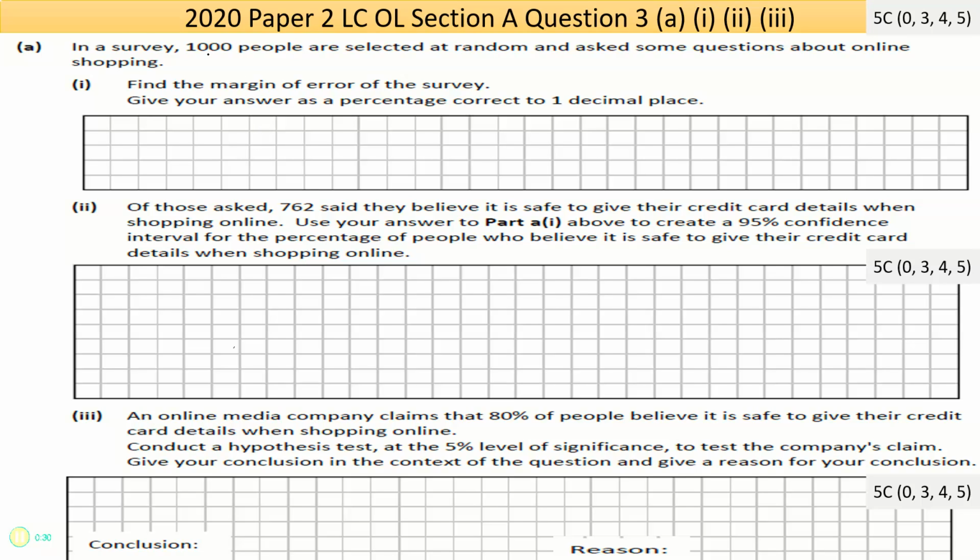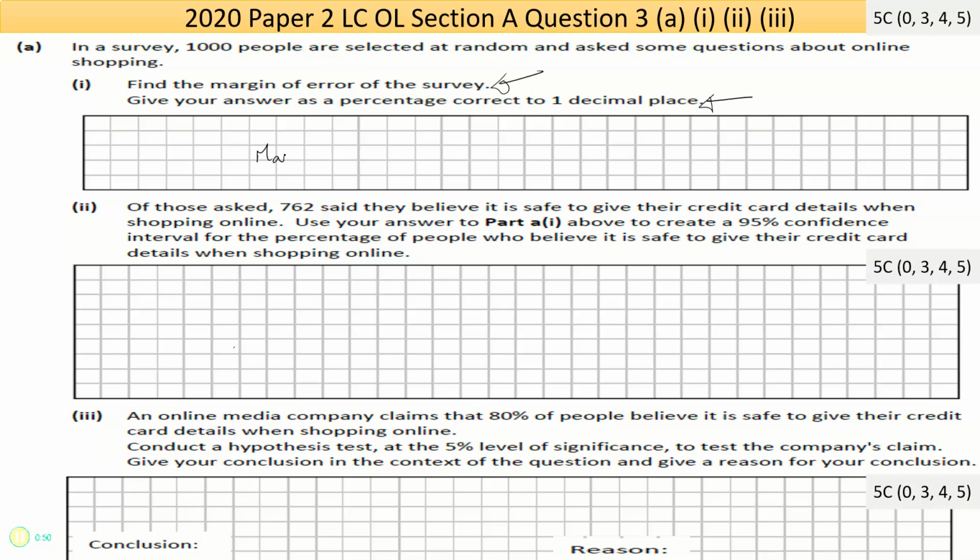So the first question here says, in a survey, 1,000 people are selected at random and asked some questions about online shopping. Part 1 says, find the margin of error of the survey. Give your answer as a percentage, correct to one decimal place. So look, if you can't do the first bit, the second bit doesn't matter. This is the most important thing.